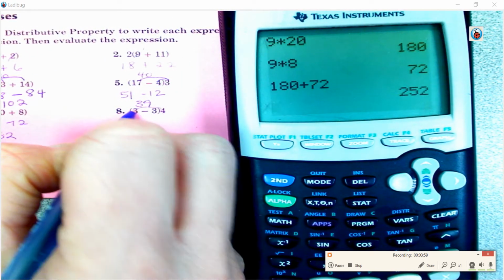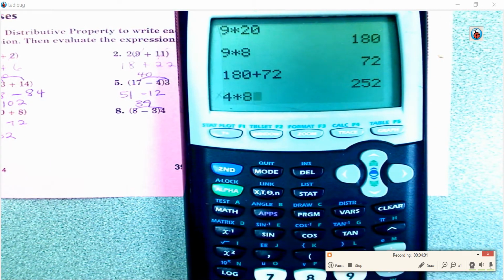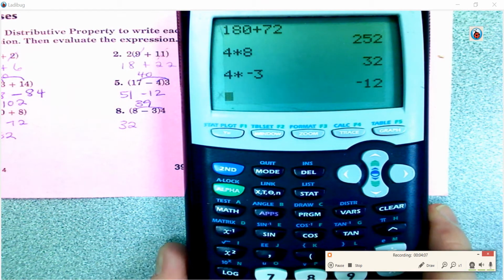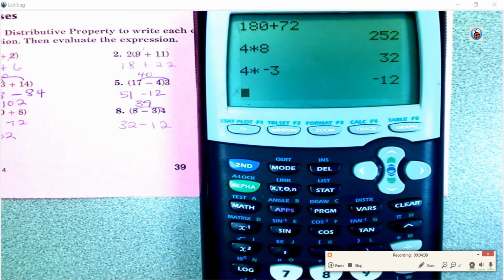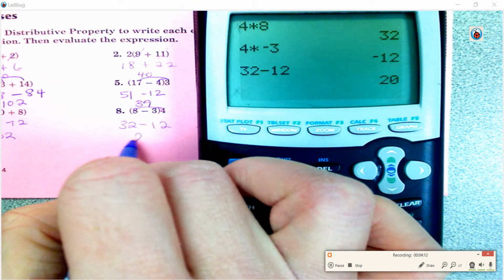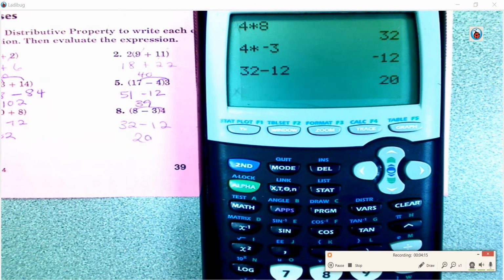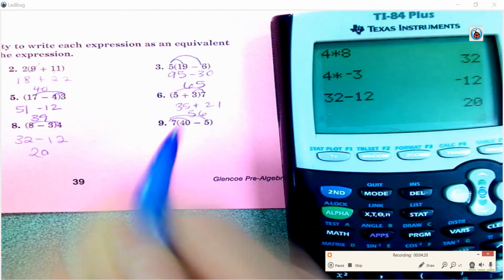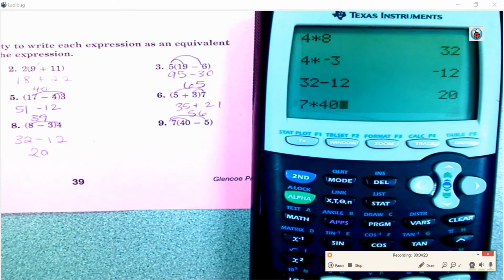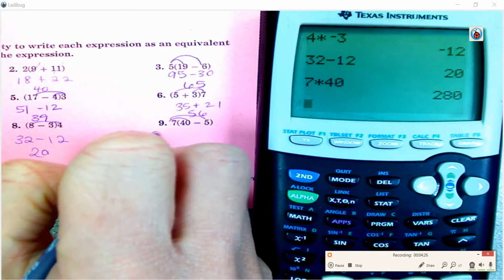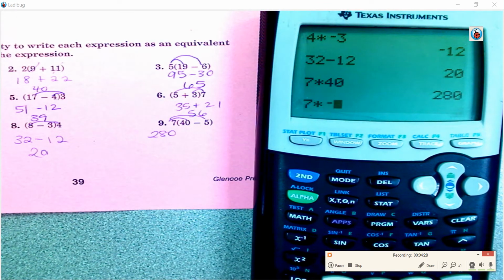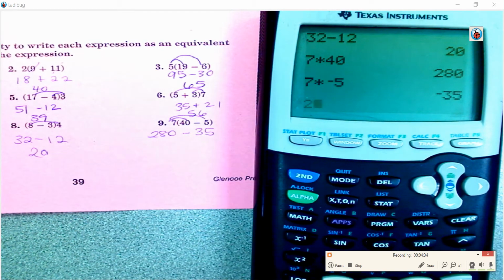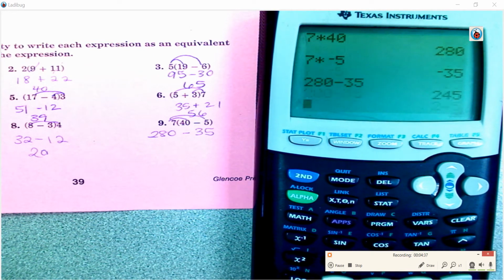And here we have 4 times 8 and 4 times negative 3. So 4 times 8, 32. 4 times negative 3 is negative 12. So 32 minus 12, 20. And last here we have 7 times 40 and 7 times negative 5. So 7 times 40 is 280. And 7 times negative 5 is negative 35. Then 280 minus 35 is 245.